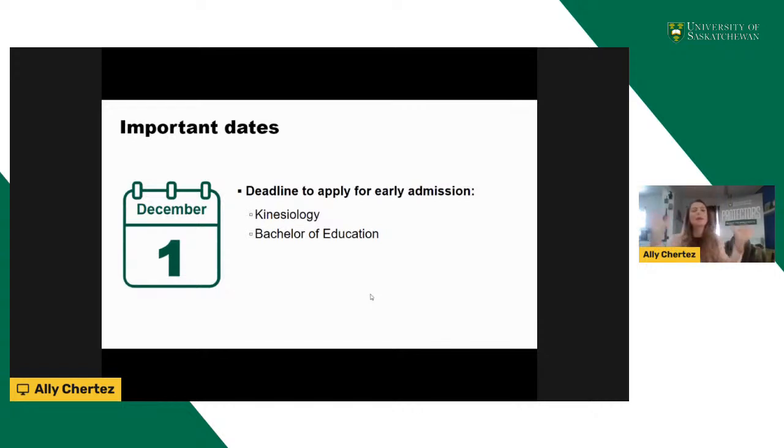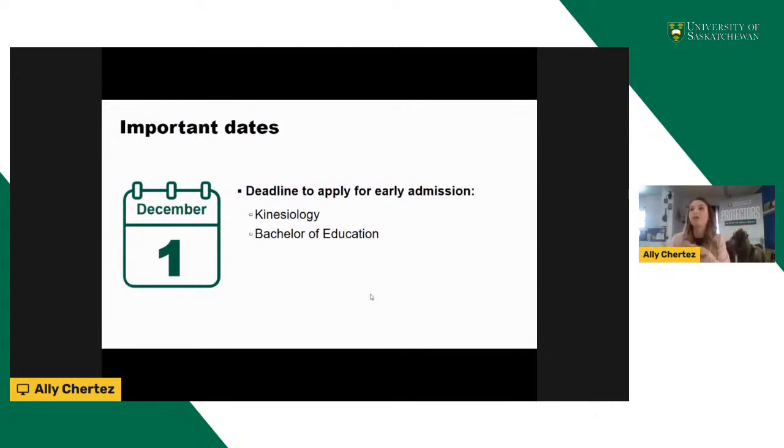So December 1st. December 1st is the first really, really important deadline here at USask. Not only is it the deadline to apply for early admission for these competitive programs here, Kinesiology and Bachelor of Education, but it is also the deadline to apply for admission to any program, any direct entry program, in order to be eligible to apply for best and brightest entrance scholarships. Now, these are the most prestigious and highest valued scholarships at the University of Saskatchewan. To be eligible for them, you have to have applied for admission by December 1st.